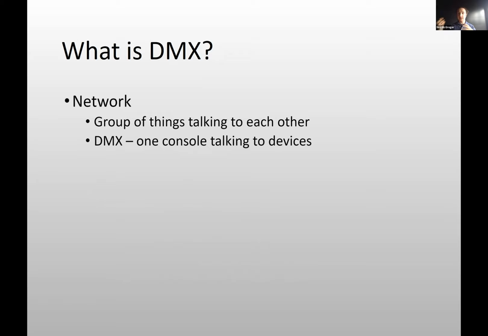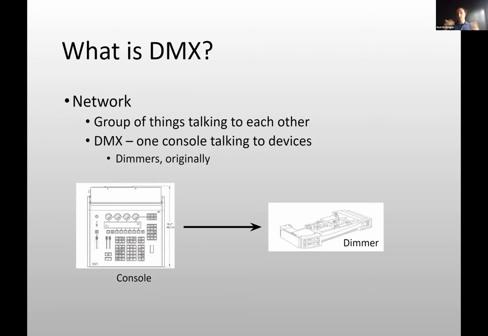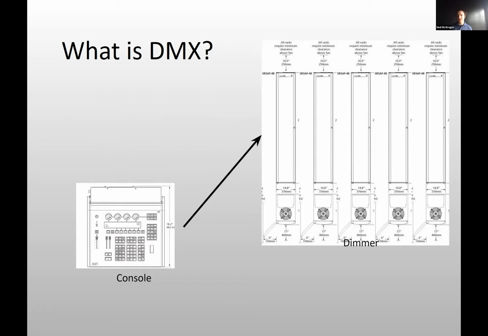So DMX was developed as a theatrical standard because, for those of you who are not familiar, what film does is wait for theater to come up with technology, mostly in terms of lighting, and then we adopt it. So DMX is a theatrical protocol to begin with, and it began as a way for theatrical console operators to control banks and banks and banks and banks of dimmers. So you have one console talking to one dimmer, or, as is more realistic in a theatrical setting, banks of dimmers.